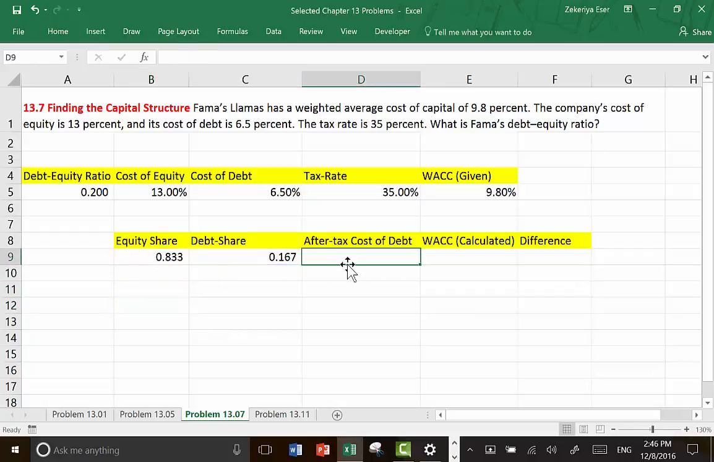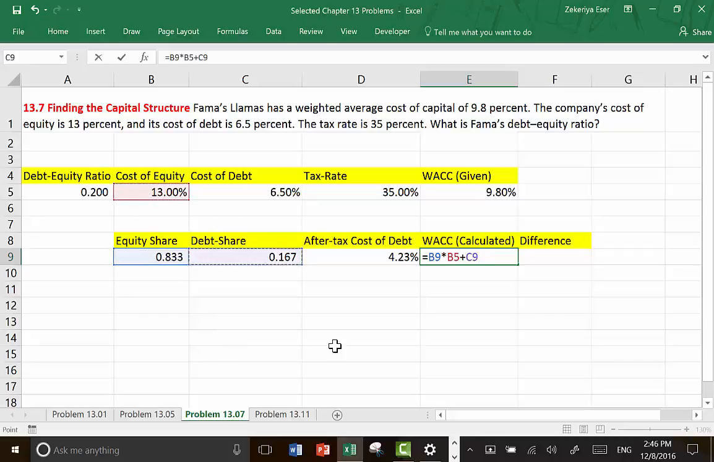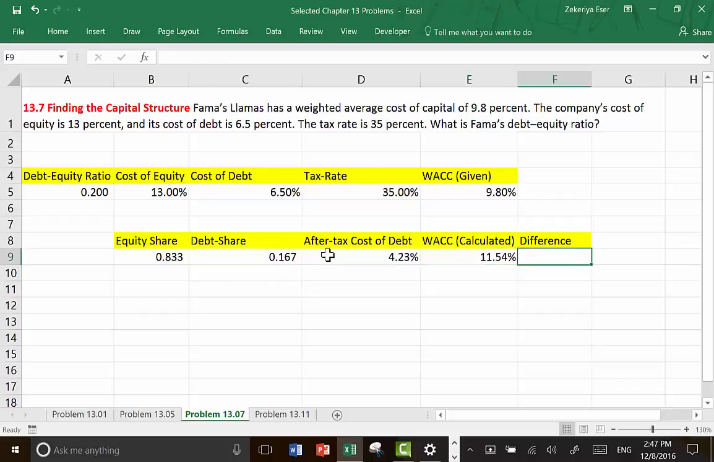We also need the after-tax cost of debt, which is the cost of debt times 1 minus the tax rate. That is 4.23%. If the debt equity ratio is 0.2, WACC would have been equity share times cost of equity plus debt share times after-tax cost of debt. So that would have given us 11.54%.